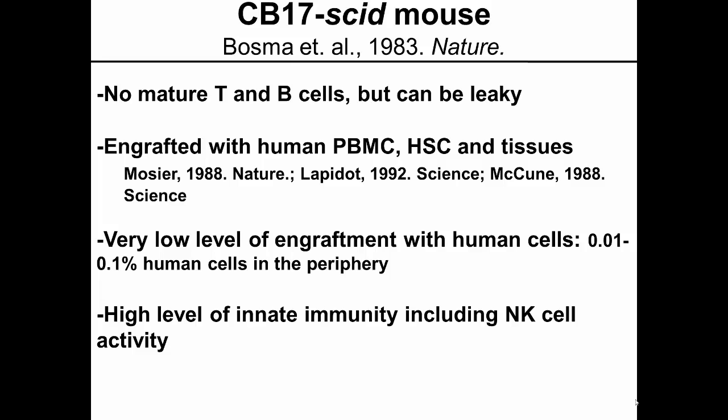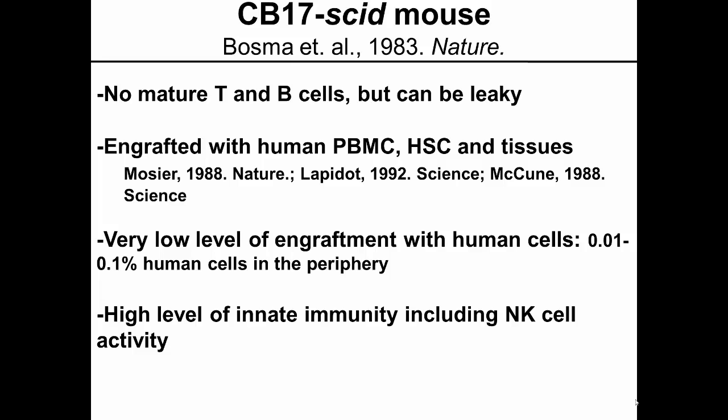Now, the CB17 SCID can be engrafted with human PBMCs, HSCs, and human fetal tissue. But overall, generally very low levels of engraftment are found in the periphery of these animals. It's usually only between 0.01 to 0.1% of human cells detectable on a consistent basis in the periphery. Now, this low level of engraftment was really attributed to the high level of remaining innate immunity in the CB17 SCID mice, including natural killer cells, which are, again, really good at killing non-self tissues.